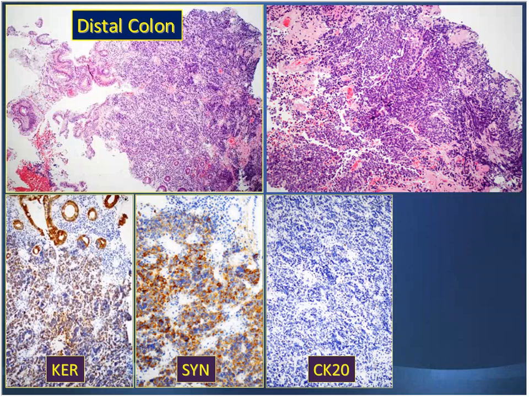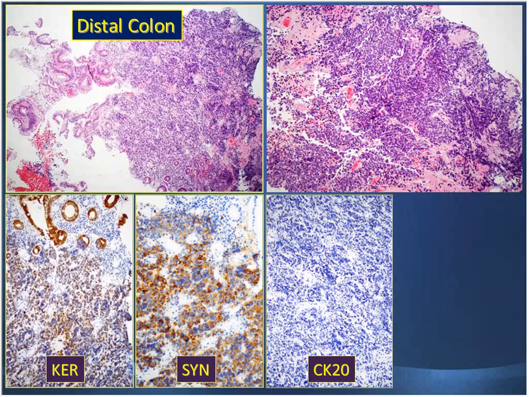Here on the top, you can see two low and high power magnifications of this particular distal colon tumor. It looks like a small cell tumor. On the bottom left, you can see cytokeratin staining, which has a typical staining pattern for small cell malignant tumors, punctate type of staining. Next to that, in the middle, synaptophysin. It shows that this is indeed a neuroendocrine tumor.